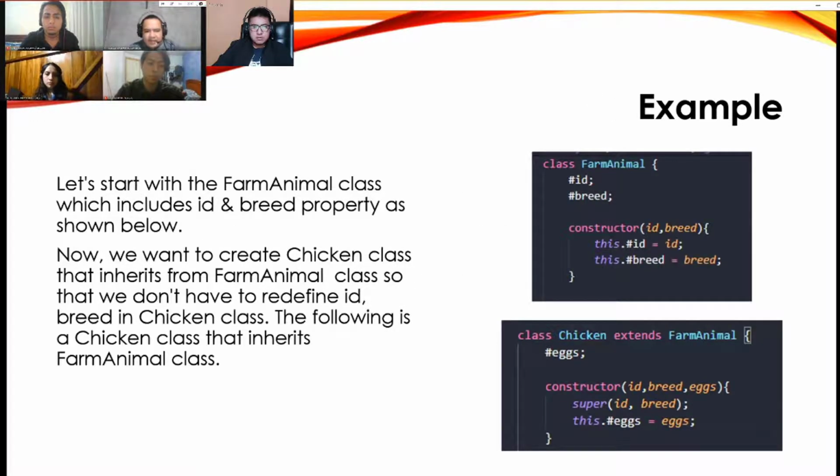Example: let's start with the FarmAnimal class, which includes ID and breed properties, with a constructor. Now we want to create a Chicken class inheriting from FarmAnimal, so we don't have to redefine ID and breed in the Chicken class. The following is a Chicken class inherited from the Animal class. The class Chicken extends Animal, with constructor ID, breed, and age. Then super(id, breed); this.age = age.